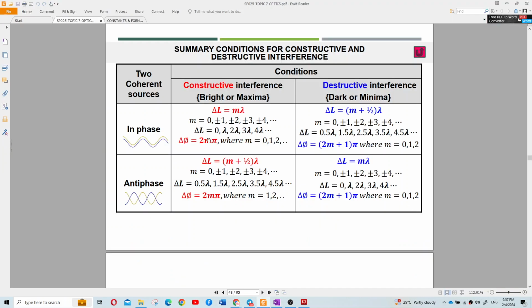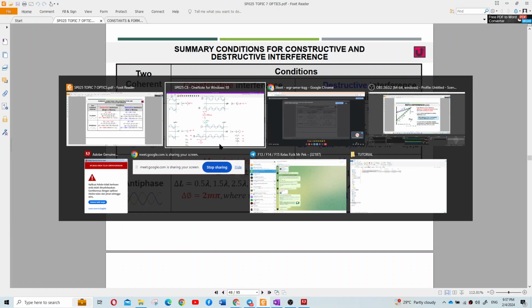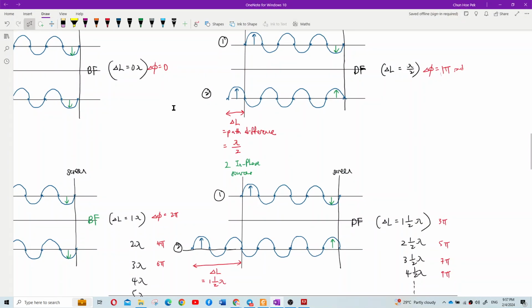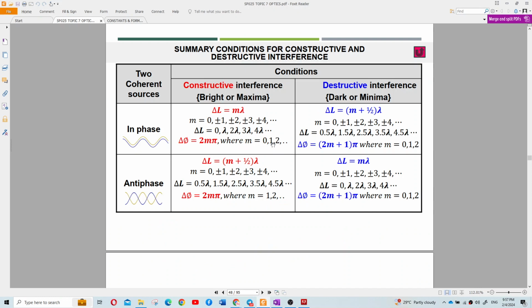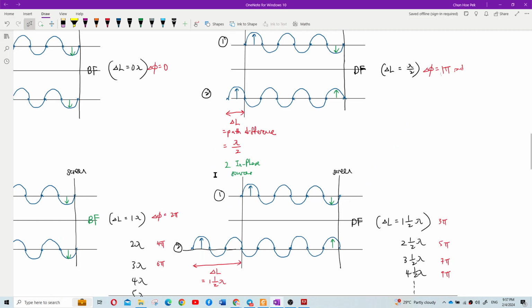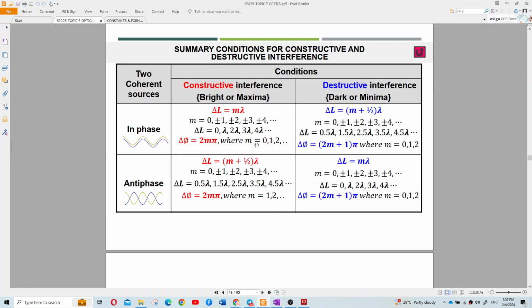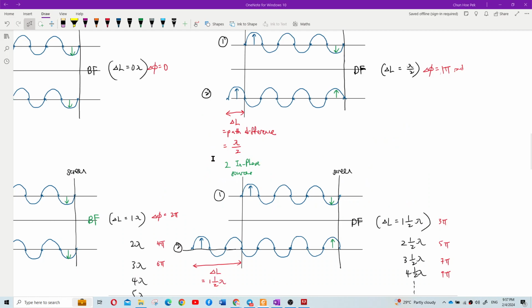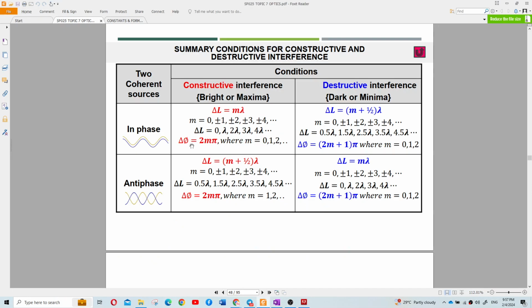Ini nombor ganjil. Ini nombor genap. Kalau m ialah 0, means is 0 radian. Like this one lah, delta phi 0. Kalau m equal to 1 means is 2 pi. Kalau m equal to 2 is 4 pi. So ini nombor genap. Kalau bright fringe nombor genap. Kalau dark fringe nombor ganjil.